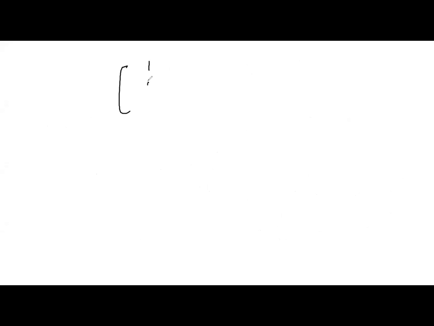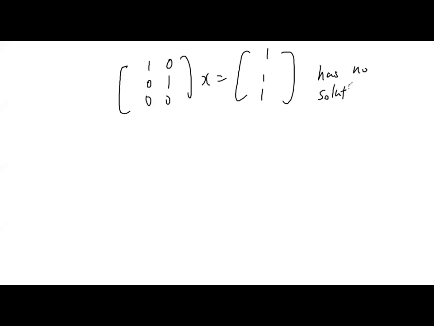Show that the system with columns (1, 0, 0) and (0, 1, 0), X equals (1, 1, 1), has no solution. What I want to interpret is that in the previous examples, they were all two dimensional. So does it apply to higher dimensions? Because now the vectors are (1, 0, 0) and (0, 1, 0), right?